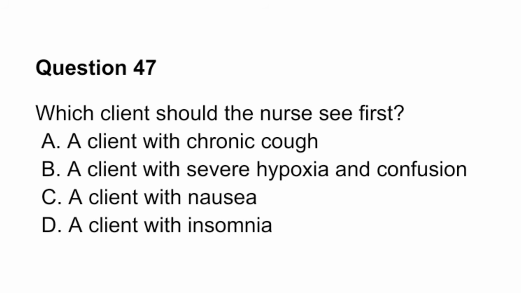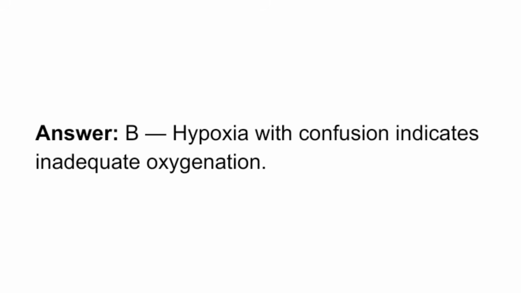Question 47. Which client should the nurse see first? A, a client with chronic cough, B, a client with severe hypoxia and confusion, C, a client with nausea, D, a client with insomnia. Answer B. Hypoxia with confusion indicates inadequate oxygenation.